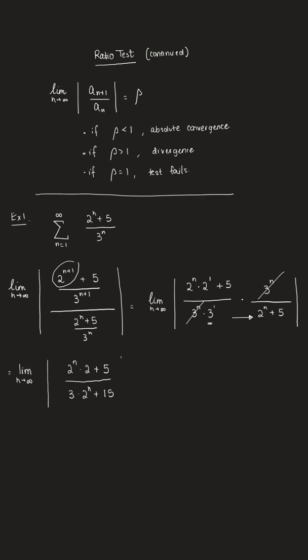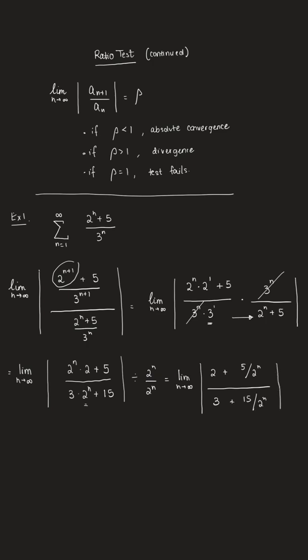Okay, now what I'm going to do to figure out what happens with this as n gets really big is I'm going to divide numerator and denominator by 2 to the n. I can do that because that's just division by 1. So we have limit as n approaches infinity. The first term divided by 2 to the n will just be a 2. So I have 2 plus 5 over 2 to the n over 3, because that 2 to the n will also cancel, plus 15 over 2 to the n.